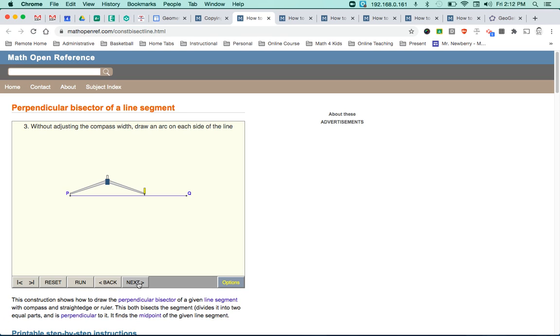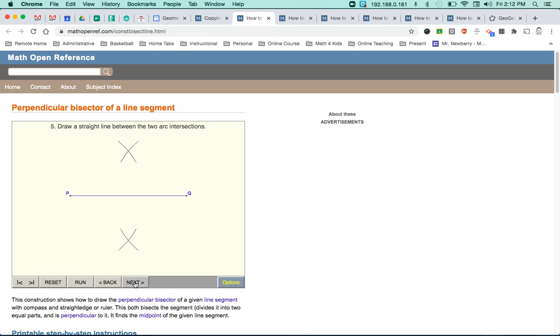Because what we're looking for is we're looking to make 2 equal, basically exact same size circles that overlap, all right? So they do one above and one below. Then they're going to move the compass. They're going to leave the compass the same length, so it's the same size circle, but change the center to point Q. And they draw the lines above and below where they intersect.